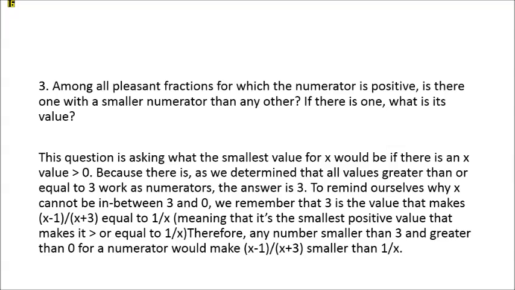Therefore, any number smaller than 3 and greater than 0 for a numerator would make x minus 1 over x plus 3, property 3, smaller than 1 over x.